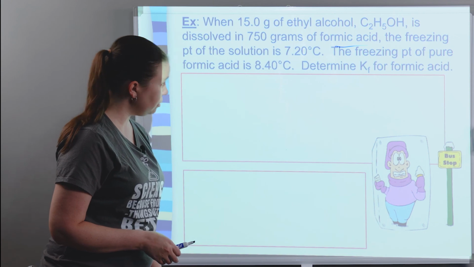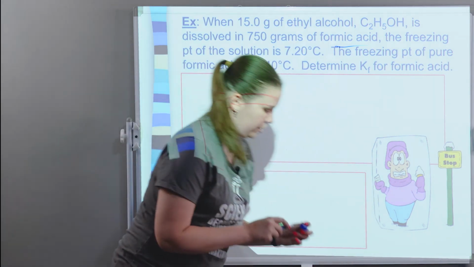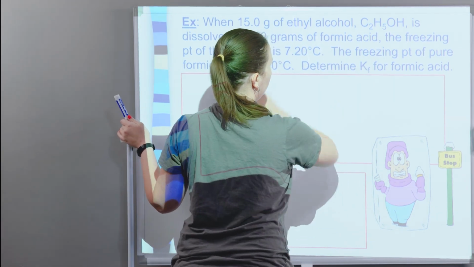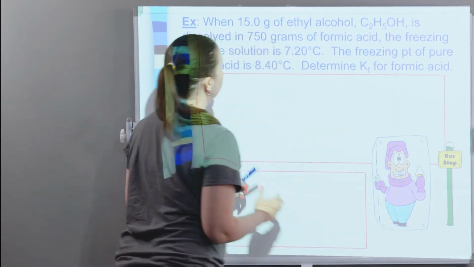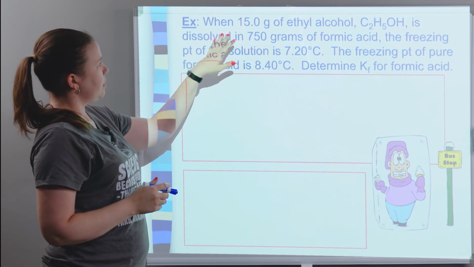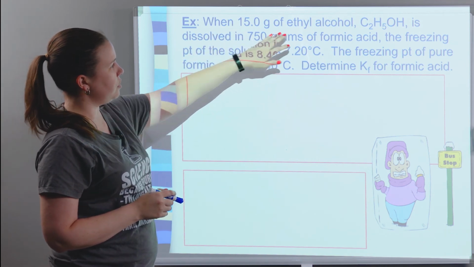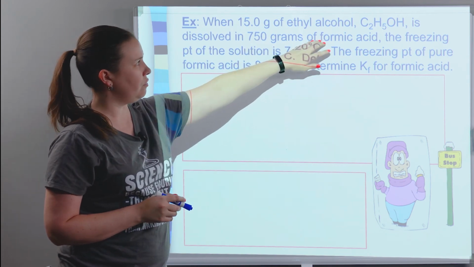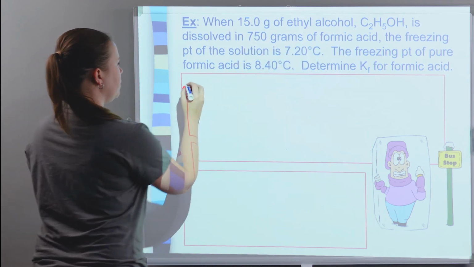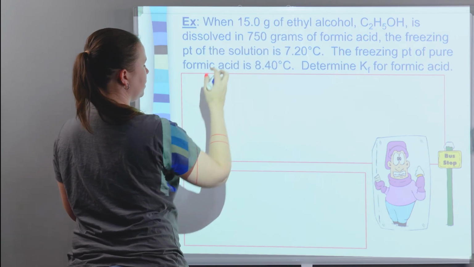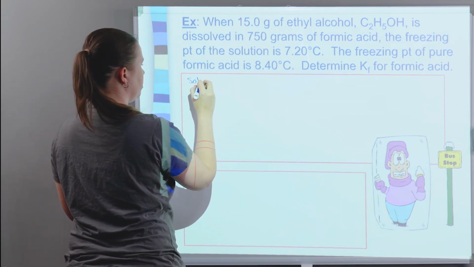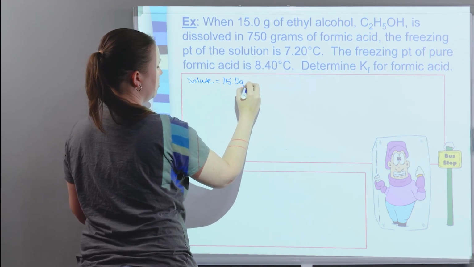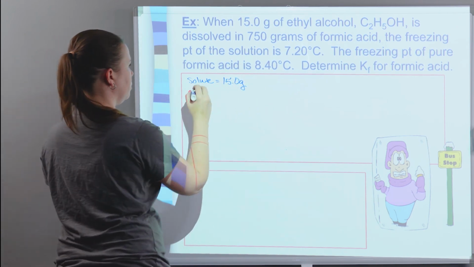All right, let's look at one finally where the solvent is not water. This time we have a solvent of formic acid, actually. So let's look at what it's giving us. We have 15 grams of a substance dissolved in 750 grams of the formic acid. So the 15 grams, the thing that's being dissolved in something else, would be my solute. And so that 15.0 grams would be the mass of my solute.